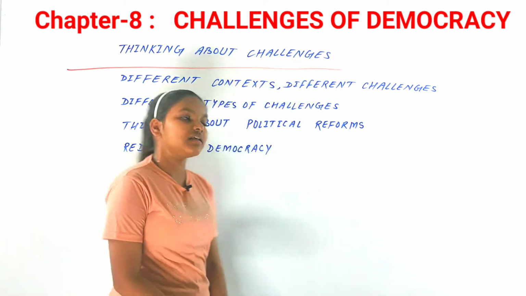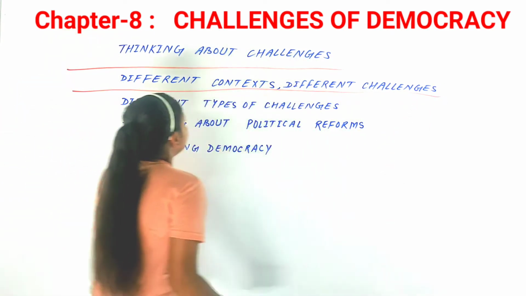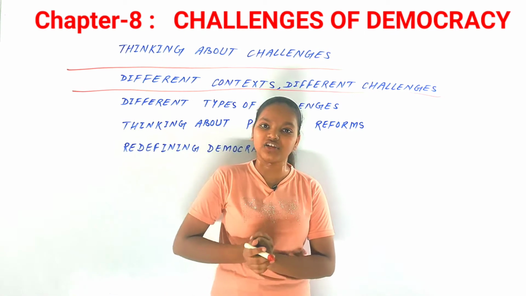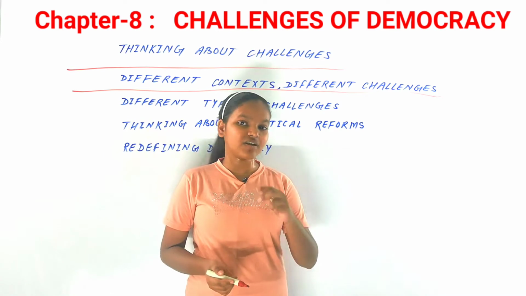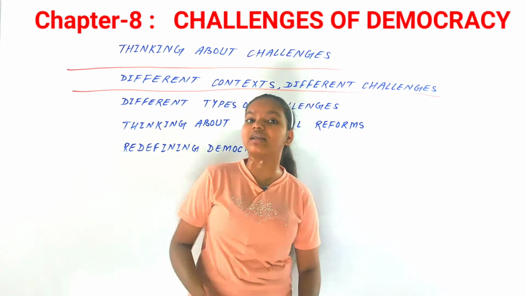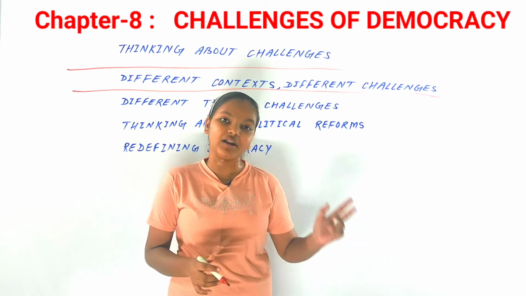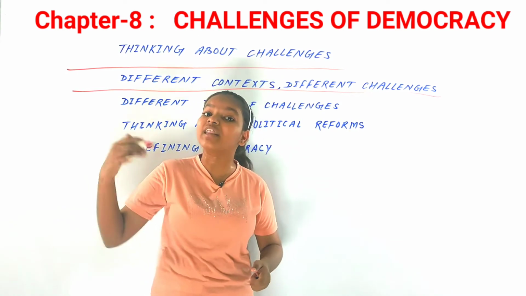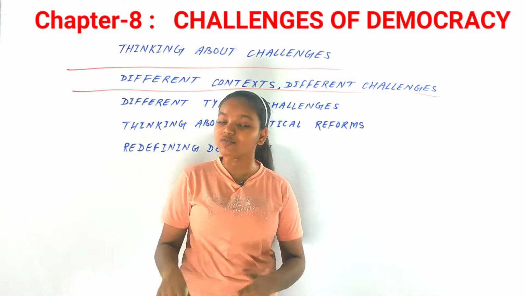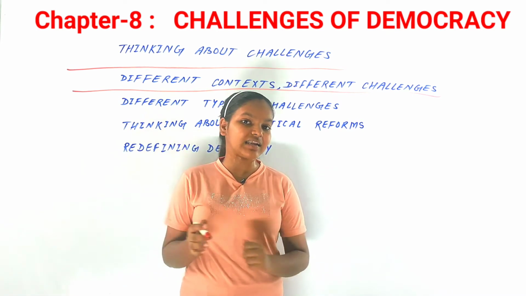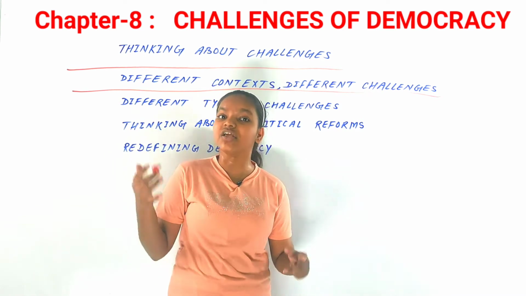Now, our next topic is different contexts, different challenges. There can be different contexts with different challenges. For example, in our country, what can be seen more is corruption in electoral politics. There isn't free and fair competition in electoral politics, and there is more and more campaigning with money. So there can be different contexts for the challenges, and in those different contexts there can be different challenges.